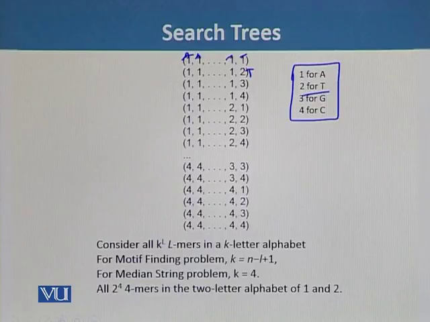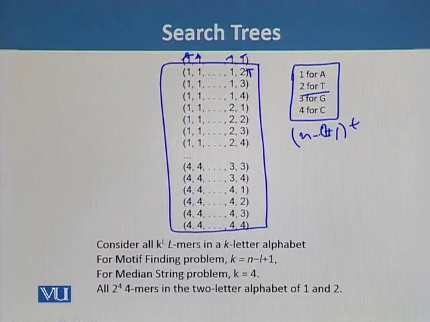So by using the same formula, n minus L plus 1, we can calculate all the possibilities within a string. In general, we can consider K^L mers in a K letter alphabet. For the motif finding problem, K is n minus L plus 1, but for the median string problem, K is equal to 4 nucleotides.